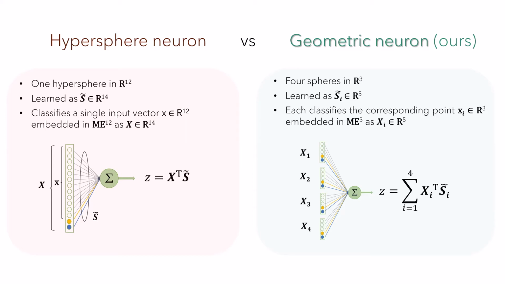To achieve this, we perform the conformal embedding in a Minkowski space point-wise, and hence we obtain a generalization of the hypersphere neuron, our geometric neuron. It consists of several spheres, and each spherical decision surface classifies the corresponding point of the input shape. The unit output is then a linear combination of the scalar products. This consistency with the geometry of the input leads not only to a more intuitive decision-making process, but also to the activations becoming isometric in the Euclidean space.